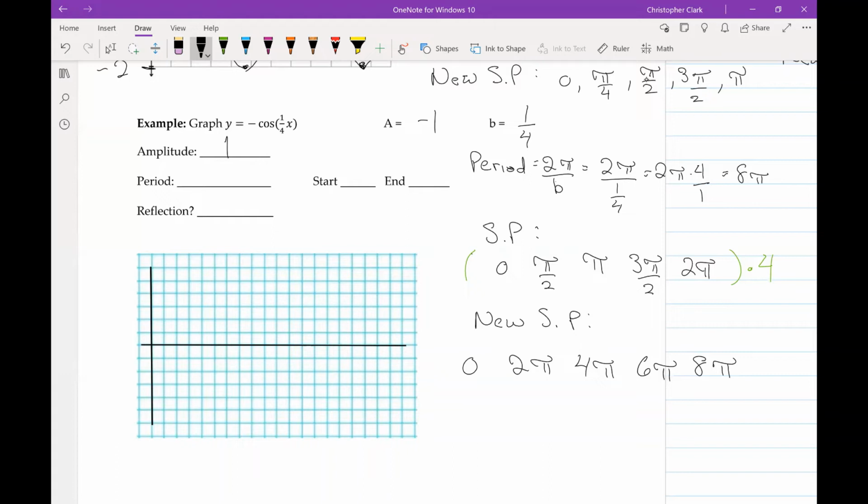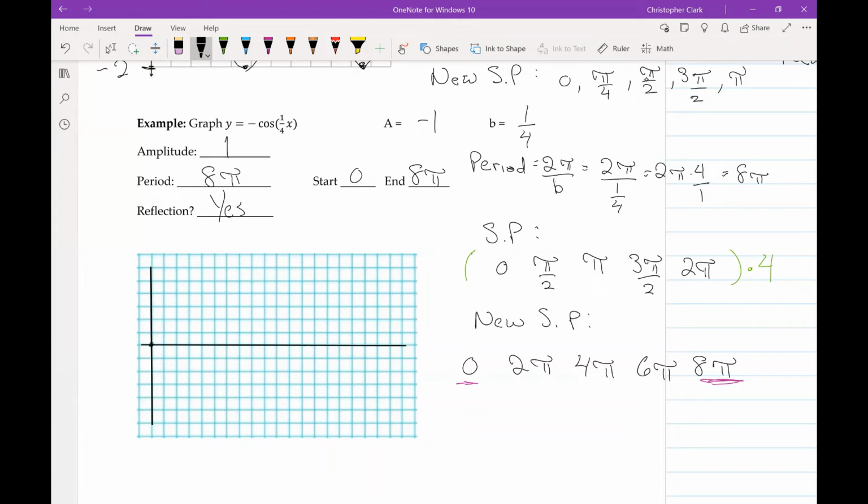So the period is 8 pi, and again, that's what we expect because this final value should, of course, be equal to our period if we start at 0. And so we'll say we start at 0, we end at 8 pi. Is there a reflection? Yes, there will be a reflection, because it's -1, so we're going to flip it.